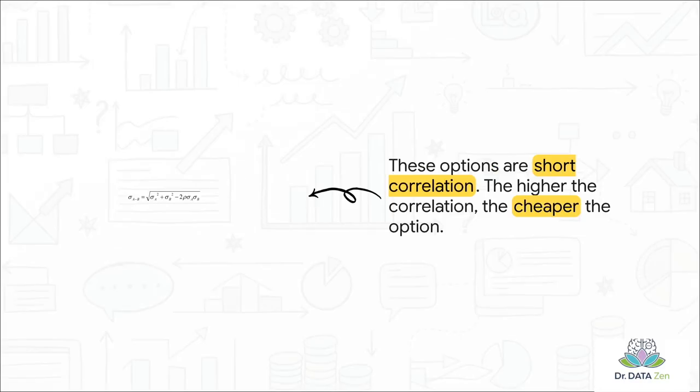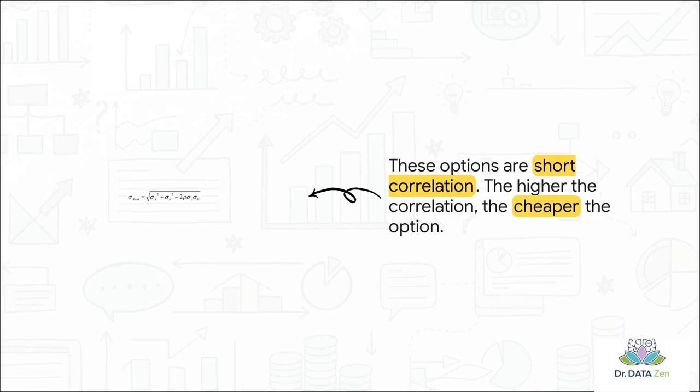So how are these things priced? Well, the key, again, is correlation. Traders would call these short correlation. Let's just break that down for a second. If two stocks almost always move together, they have high correlation, the chance of one of them dramatically outperforming the other is pretty low, wouldn't you say? So the option is cheaper.